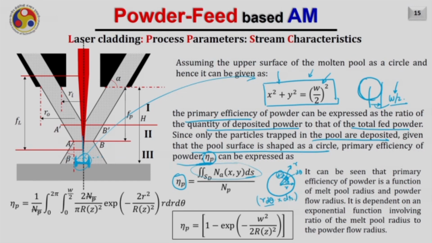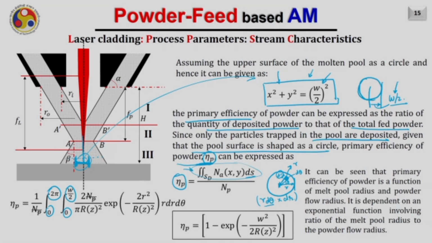This will be the area of this tiny strip. So if now I integrate this theta from 0 to 2 pi to complete the circle, and the radius from 0 to W by 2, from here up to the periphery, that is nothing but the radius of the circle W by 2, I will be able to obtain this integral.